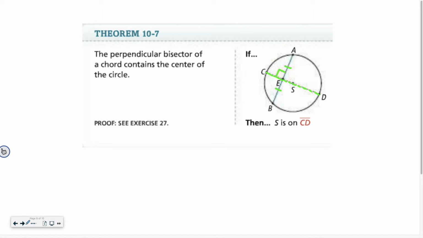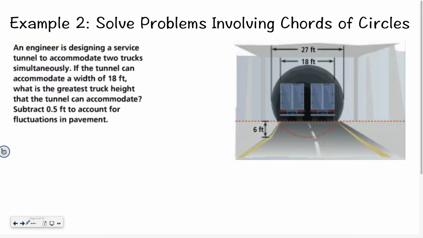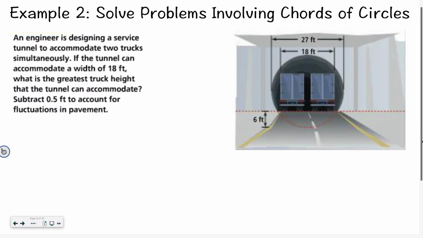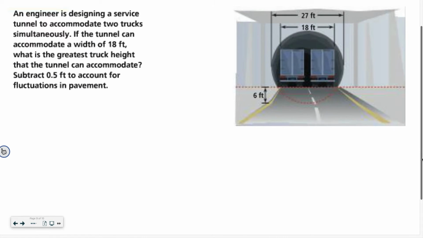All right, now let's try another problem, and we're going to combine kind of all of those theorems into one, okay? So we have a tunnel, and an engineer is designing a service tunnel to accommodate 2 trucks simultaneously. So the tunnel has to be able to fit 2 trucks at the same time. If the tunnel can accommodate a width of 18 feet, what is the greatest truck height that the tunnel can accommodate?